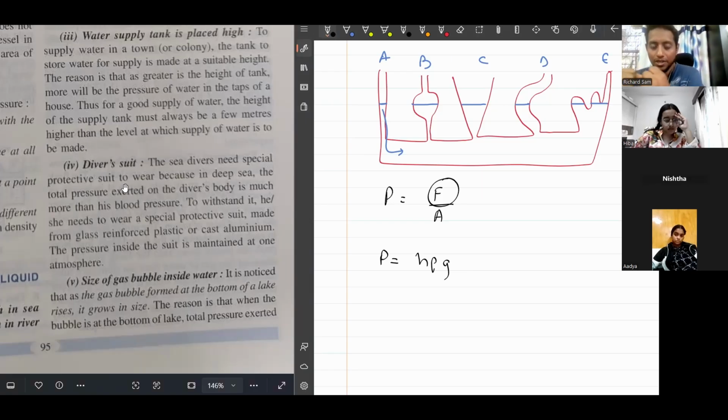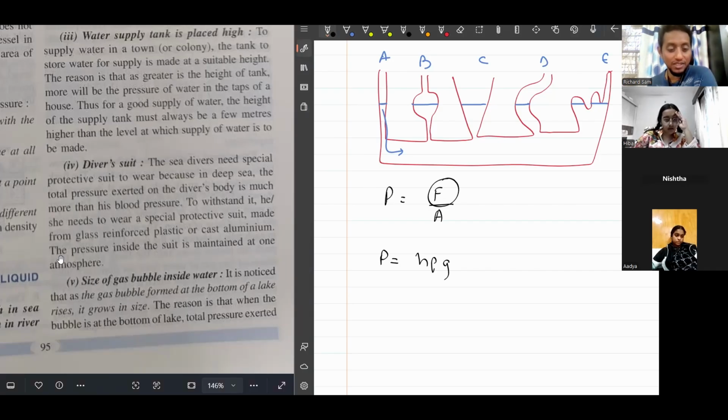So to withstand this high pressure, divers have a special protective suit that is made of glass or reinforced plastic or cast aluminum. Aluminum is metal, so it's very strong. So that will prevent you from getting crushed under the water.